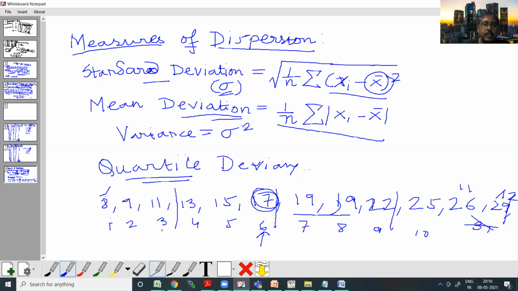Now this third value is the first quartile, or the Q1 as we say. The second, the middlemost value, is the second quartile, or what we call the median. Then this ninth one is the third quartile, or the Q3. So this is the Q3.